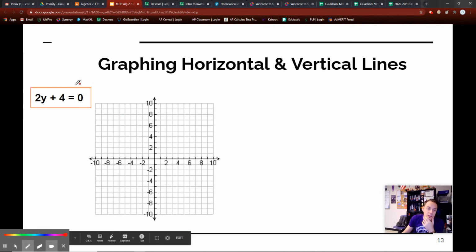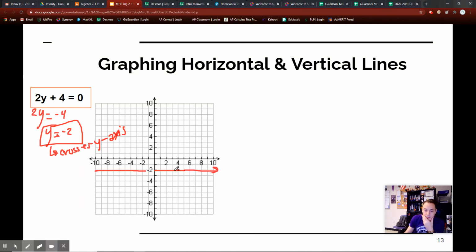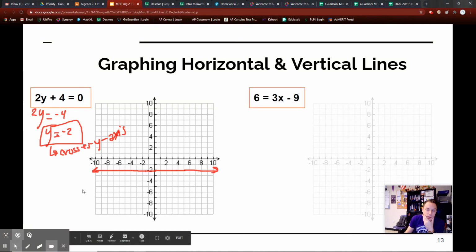How do I solve this using a vertical line? Well, it's rather simple. Just solve it like normal. So this is 2y and then minus 4, so y equals negative 2. What does that mean? y equals negative 2 means it crosses the y-axis. It doesn't cross the x-axis, it crosses the y-axis at negative 2. Right there. Okay? That one should be pretty much review.